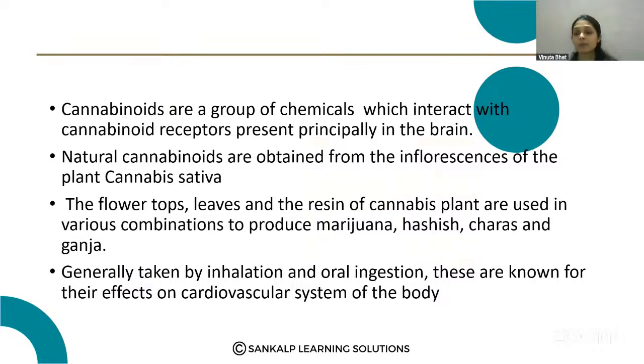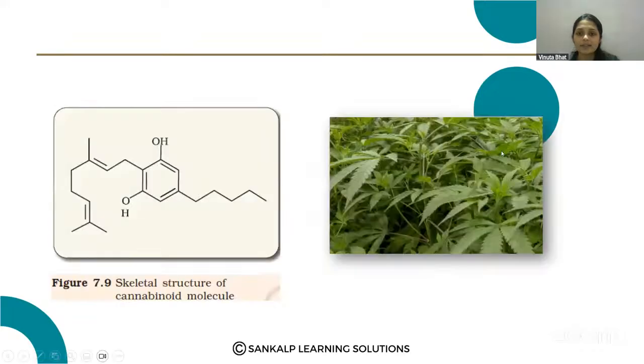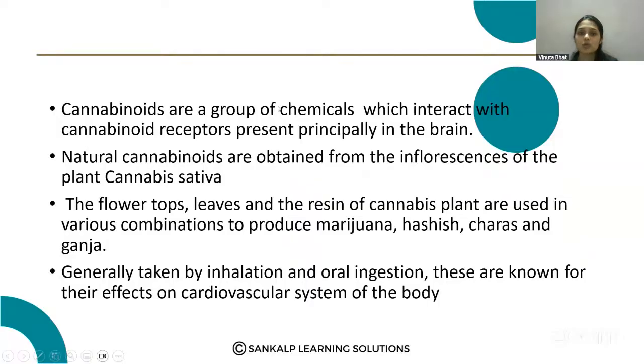Then the second type of drug is the cannabinoids. The cannabinoid receptors are present in our brain. These cannabinoids are obtained from the inflorescence of the plant Cannabis sativa. So you can see the plant. This is the plant Cannabis sativa, and cannabinoids are obtained from the inflorescence of this plant.